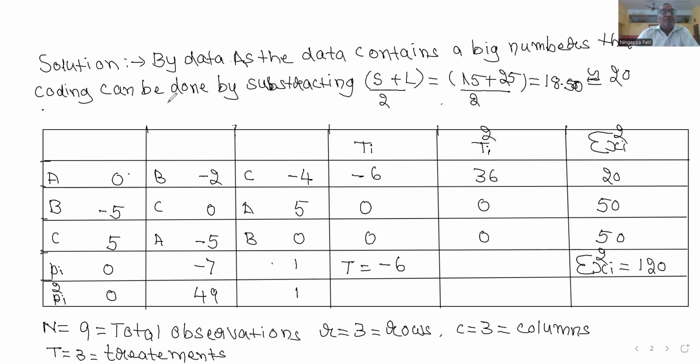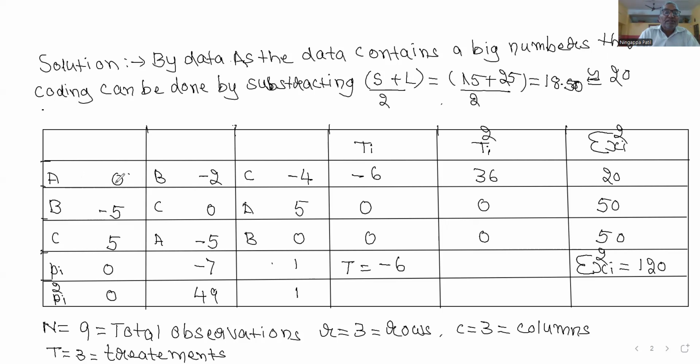If you observe the data, it contains big numbers. Therefore, we can use the coding method to do this problem. The coding can be done by subtracting (S plus L) divided by 2, smallest number plus largest number. The smallest observation is 15 and the largest observation is 25, divided by 2 it is 18.5. This is nearly equal to 20. You can take a round figure so that the calculation becomes easy. You subtract 20 from each observation and you get this table.